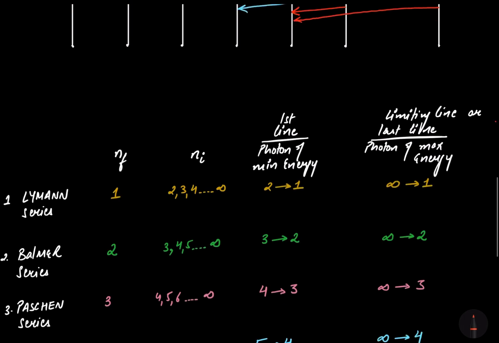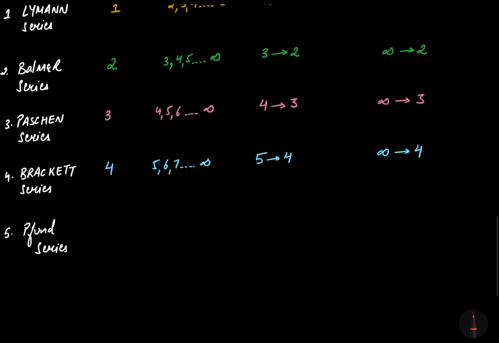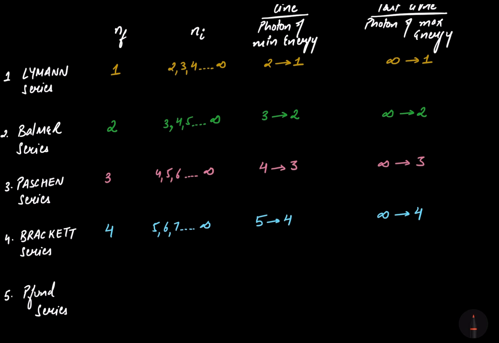So let's talk about the Pfund series. Here the final stationary state will be the fifth one, the fifth orbit. So the electron initially will be present in 6th or 7th or 8th up to infinity stationary state.